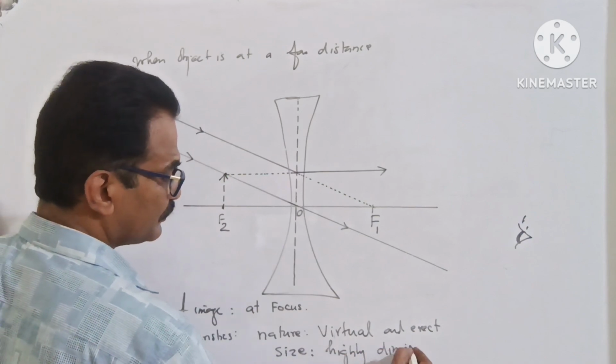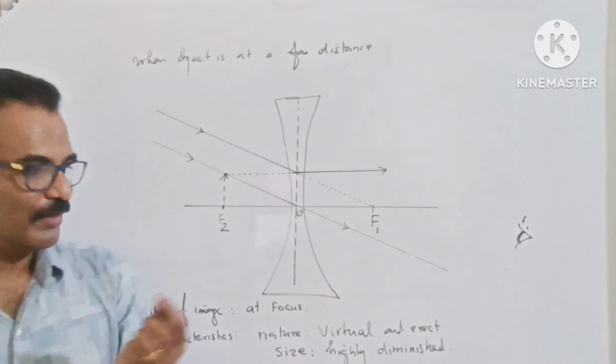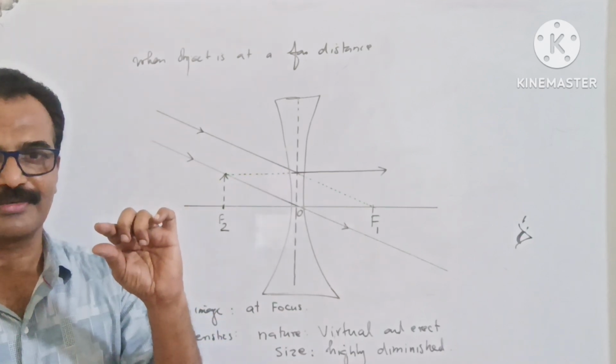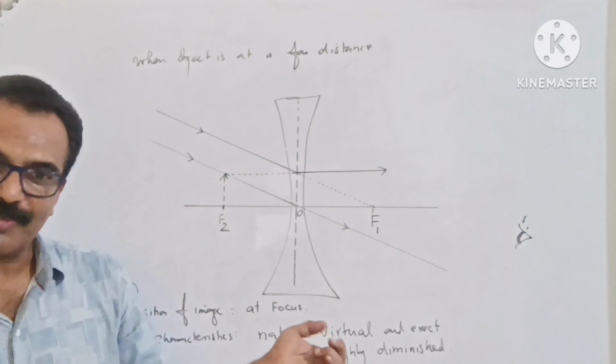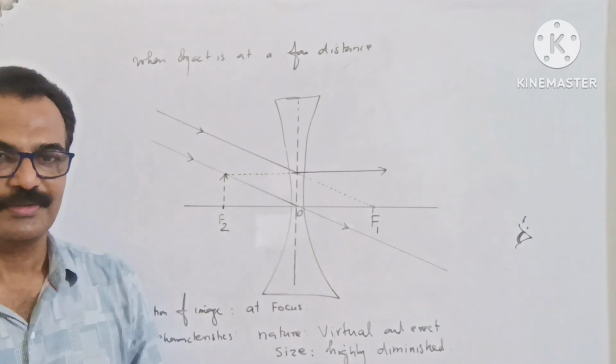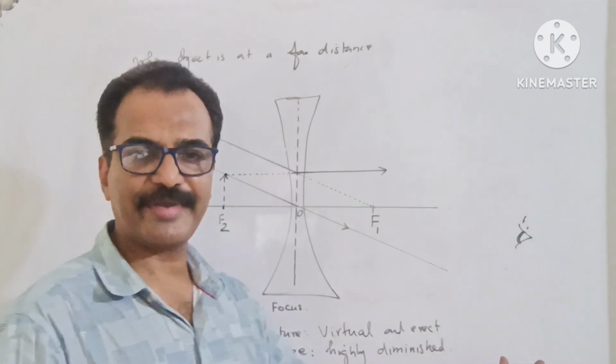Highly diminished. In the last case the image was a point, but in this case the image will not be a point, it will have some size. If the object is really at infinity, our image will be a point. Here I am not writing point size.